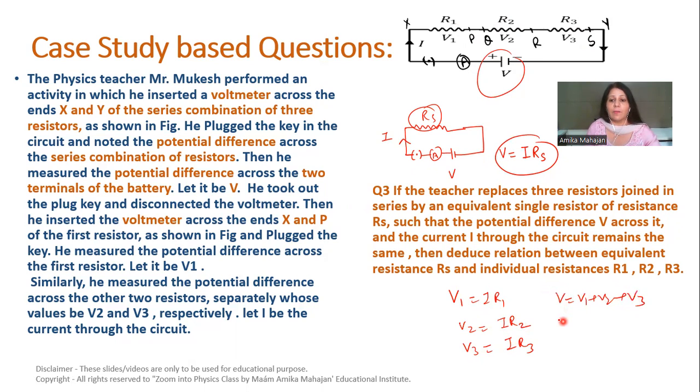Put all the values. V will be I into Rs, V1 will be IR1, plus IR2 plus IR3. Because I is same, so I is cancelled out. So what is left? Rs is R1 plus R2 plus R3. So when I put single resistance across this voltage source, replacing series combination of resistors R1, R2, R3, then what I find, net resistance will be equal to sum of individual resistances. That is Rs equal to R1 plus R2 plus R3.